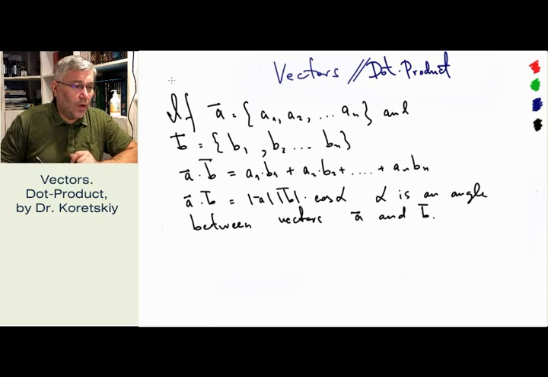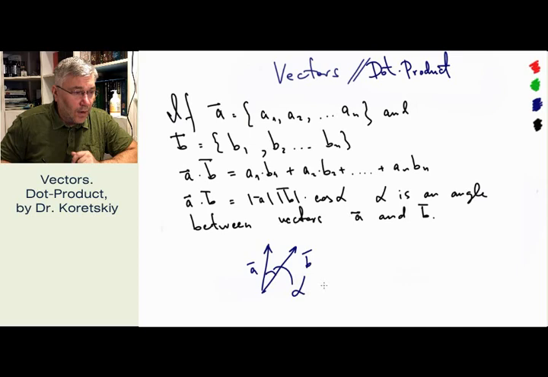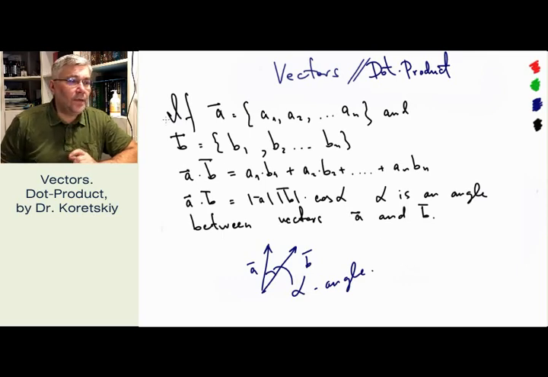So what do I mean by the angle between two vectors? I can draw here very schematically two vectors, for example vector A and vector B here, and the angle between them is the angle alpha. Okay, this is the definition.